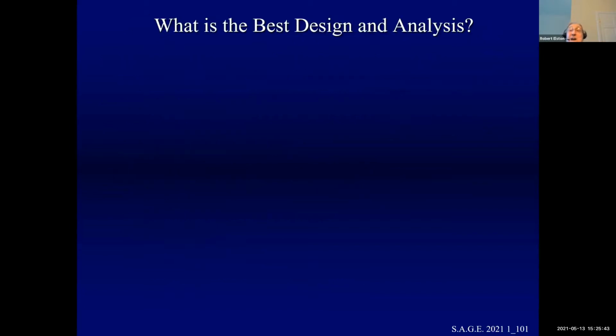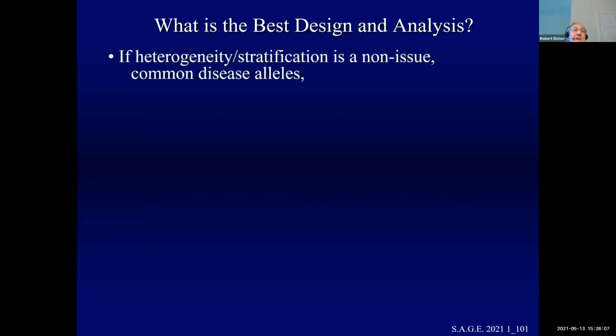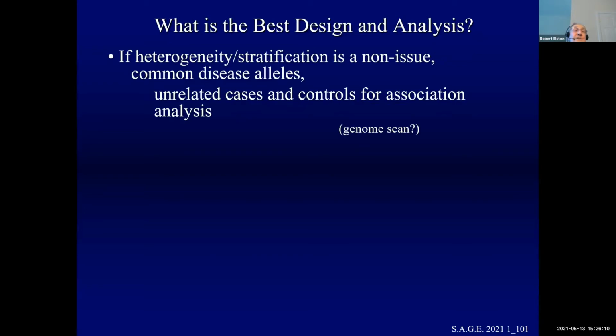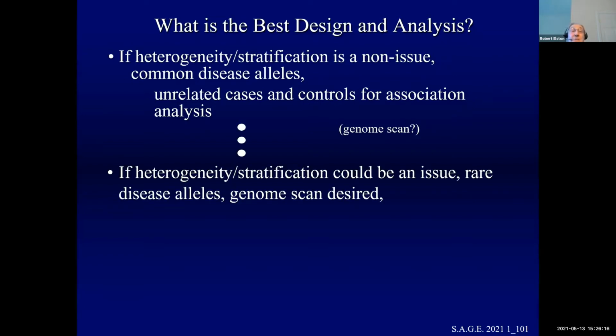So what is the best design and the best analysis? Well, I was asked this question sometime around 1990, when there were a lot of questions: what should we do, linkage analysis or association analysis? Well, if heterogeneity and stratification is a non-issue, and we talk about common disease alleles, then there's no doubt about it: unrelated cases and controls for association analysis is the right way, and perhaps a genome scan, which is what people do these days. They have hundreds and thousands of markers, look at the whole genome. There's no doubt about it. That's the best in the simple case.